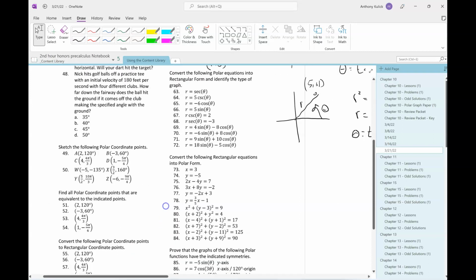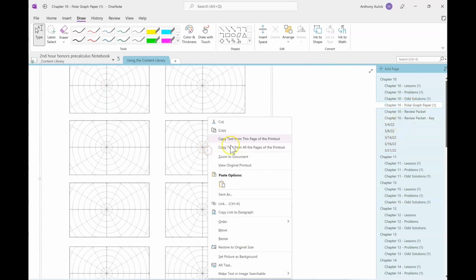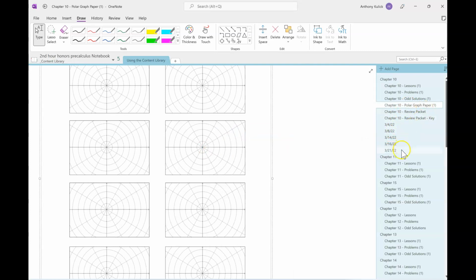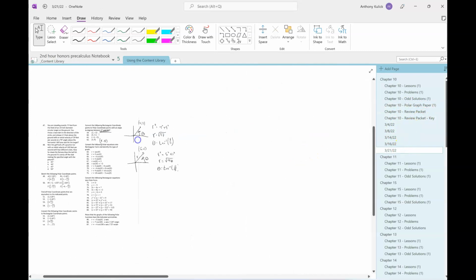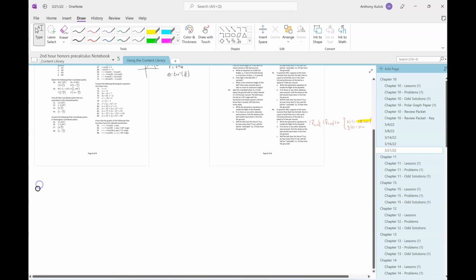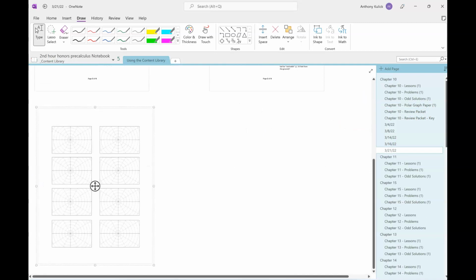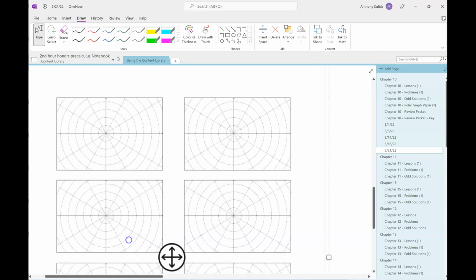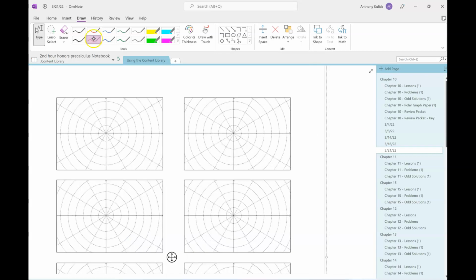Katie! 50? Sure. It says sketch the following polar coordinates, or polar points. Okie dokie. Are we doing all of them or just some of them? Sure. Stick that down there. Okay. W is -5, 135.